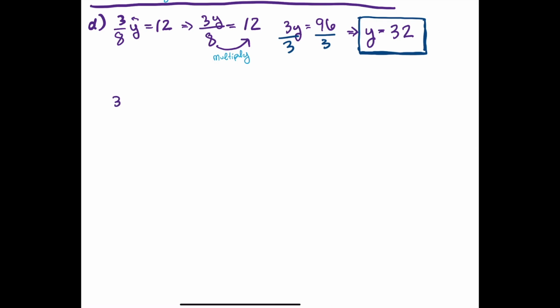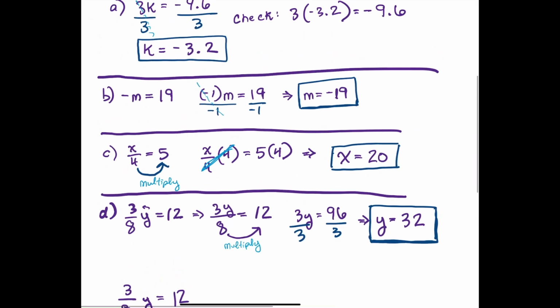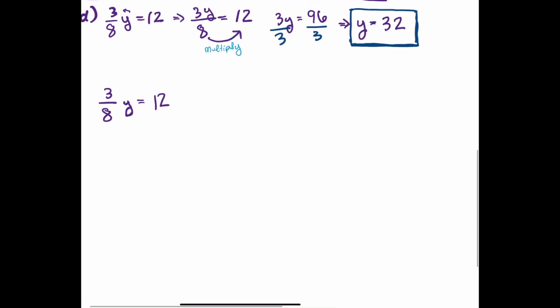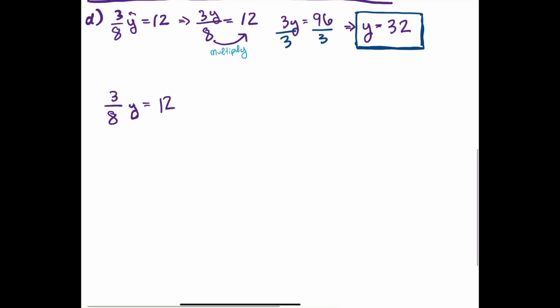So a slightly more fancy technique. Let me rewrite the equation, 3/8 y equals 12. A trick for clearing out a fraction is to multiply by the reciprocal. The reciprocal means the flipped version of the fraction. So I could multiply both sides by, instead of 3 over 8, 8 over 3.